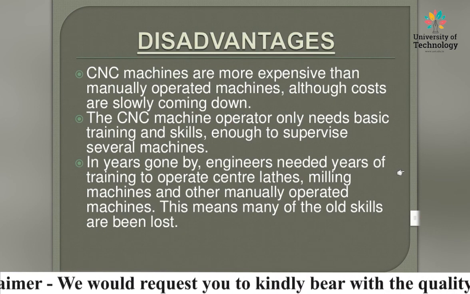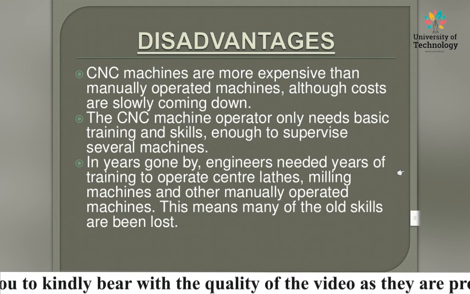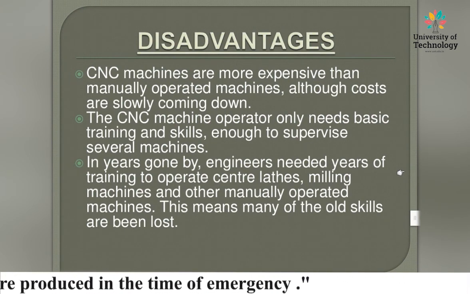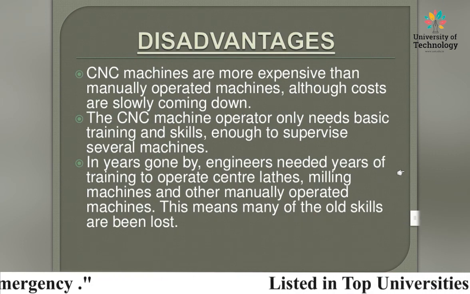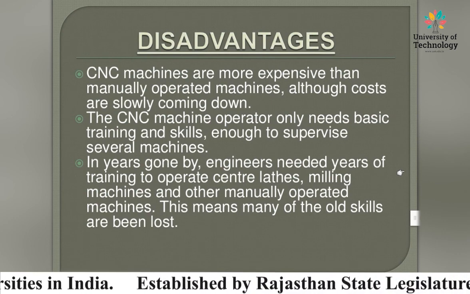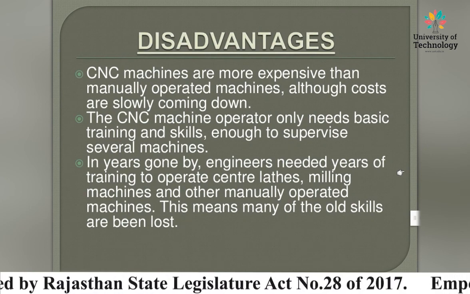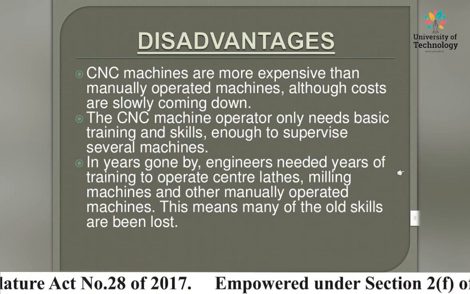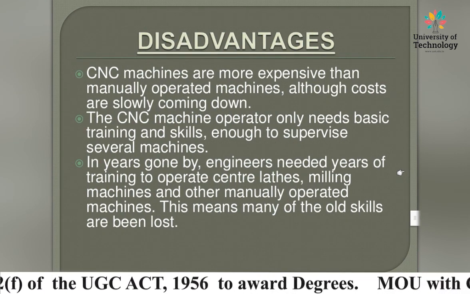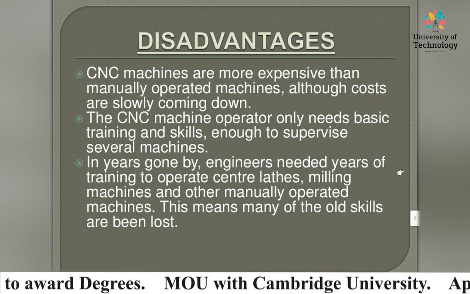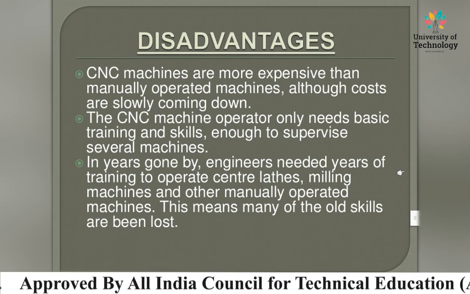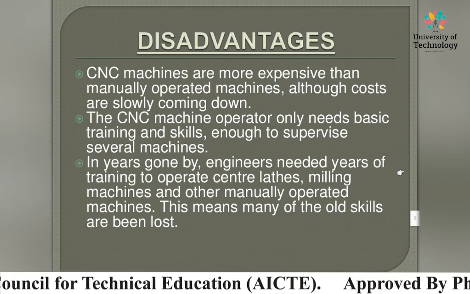Some disadvantages of the CNC machines. The first one, CNC machines are more expensive than manually operated machines, although costs are slowly coming down. The CNC machine operator only needs basic training and skill, enough to supervise several machines. In years gone by, engineers needed a year of training to operate centre lathes, milling machines and other manually operated machines. This means many of the old skills are being lost. And the main disadvantage of the CNC is unemployment also.